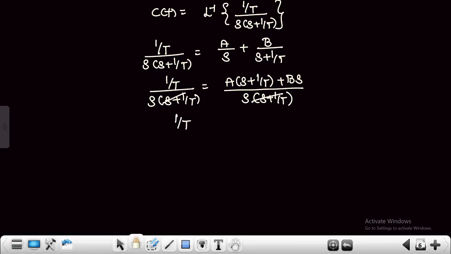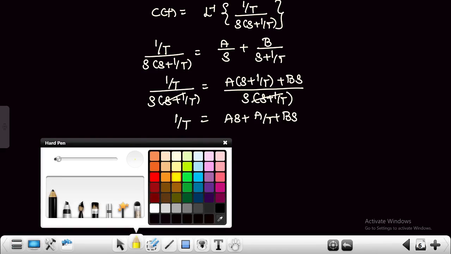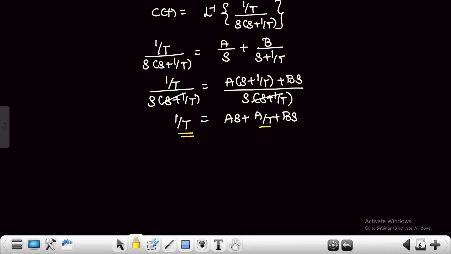Now you see 1 by T is equal to As plus A by T plus Bs. If you compare the coefficients of constants, here 1 by T, here also 1 by T, what are you going to get? I will write the A value here: 1 by T is equal to A by T. So T will get cancelled. What is the value of A? A is equal to 1 we got.